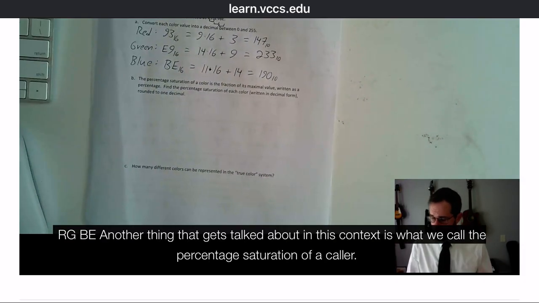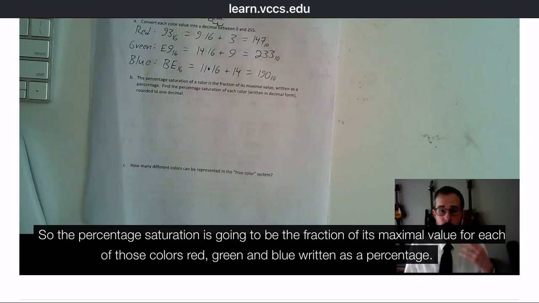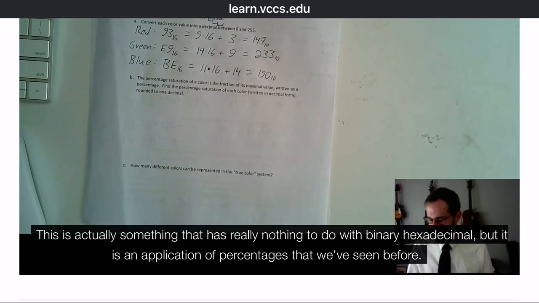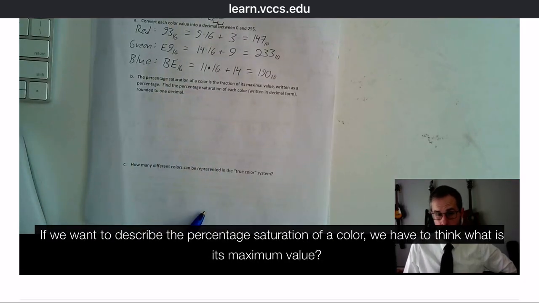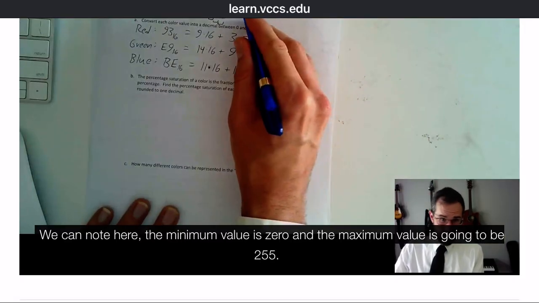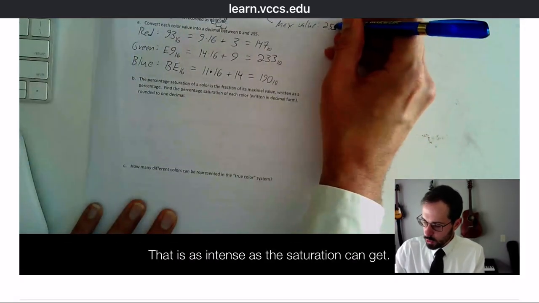Another thing that gets talked about in this context is what we call the percentage saturation of a color. The percentage saturation is the fraction of its maximal value for each of those colors, red, green, and blue, written as a percentage. This has really nothing to do with binary or hexadecimal, but it is an application of percentages that we've seen before. To describe the percentage saturation of a color, we have to think, what is its maximum value? The minimum value is 0, and the maximum value is going to be 255. That is as intense as the saturation can get.